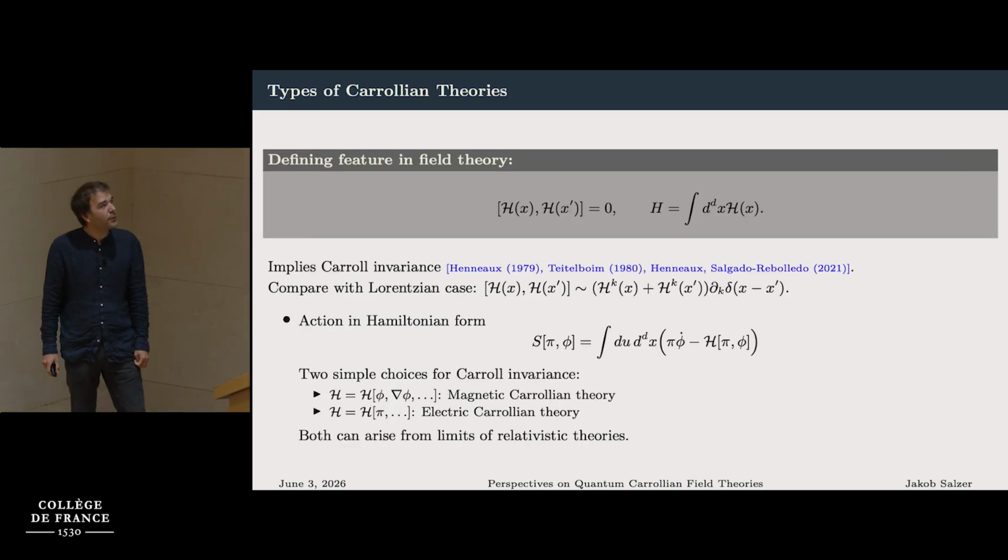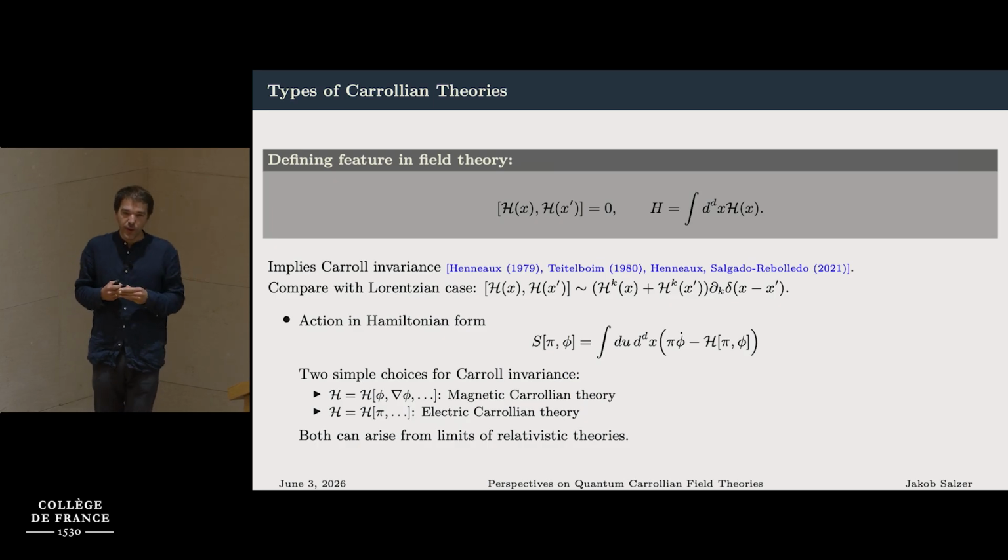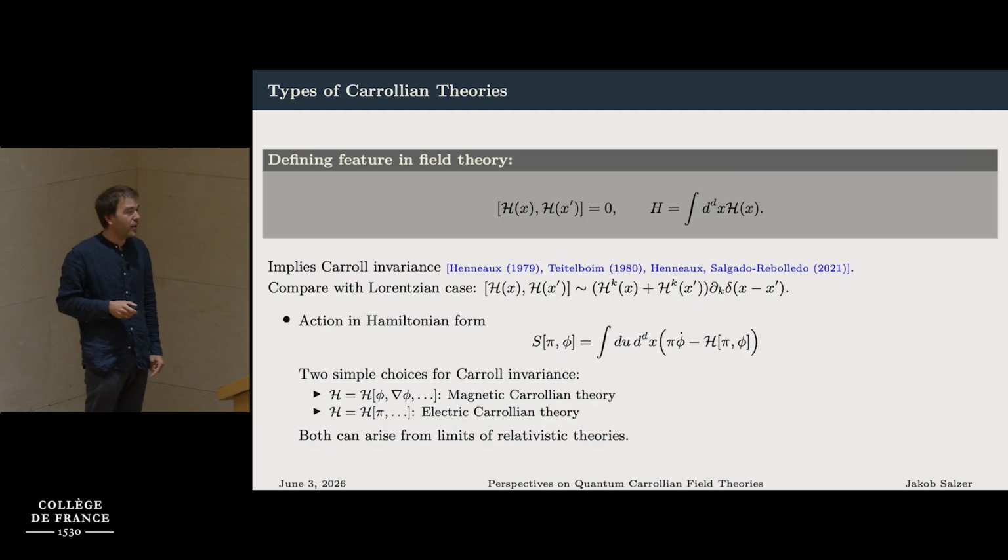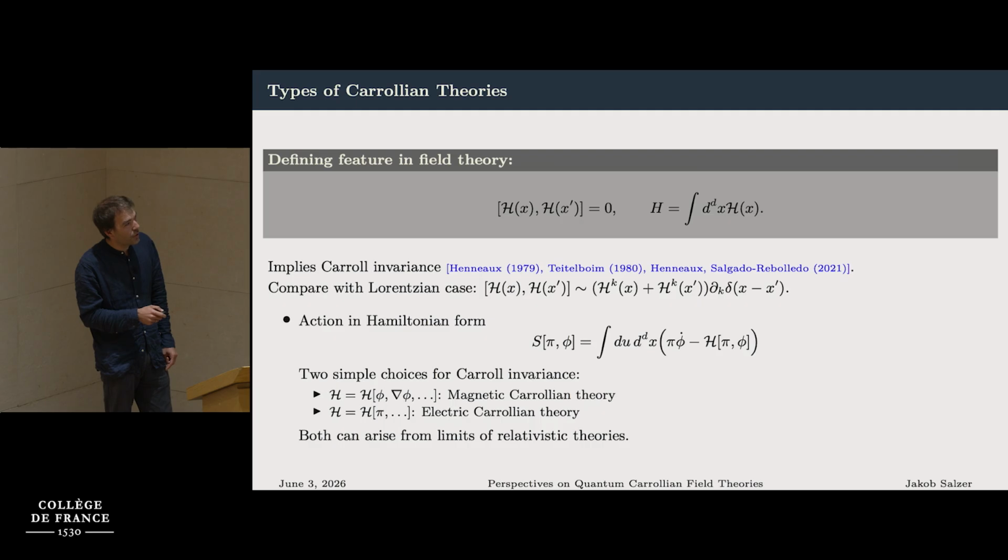Okay, so Carrollian field theories. How do we come up with Carrollian field theories? The defining feature of Carrollian field theories, maybe this will come up in this course later at some point, is that if you take the Hamiltonian of the theory and look at the Hamiltonian density, the Hamiltonian density commutes with itself at each point in space. And you can show that this implies chiral invariance. This is very different from the Lorentzian case, by the way.